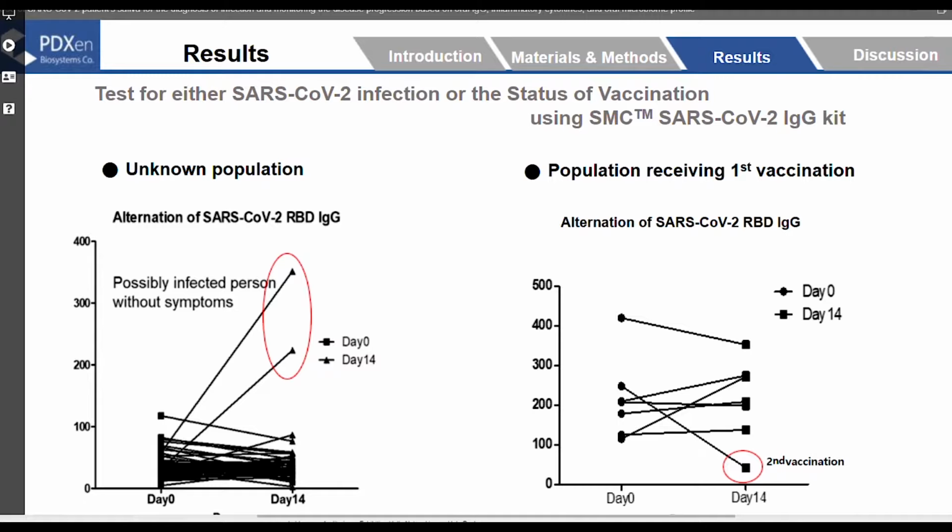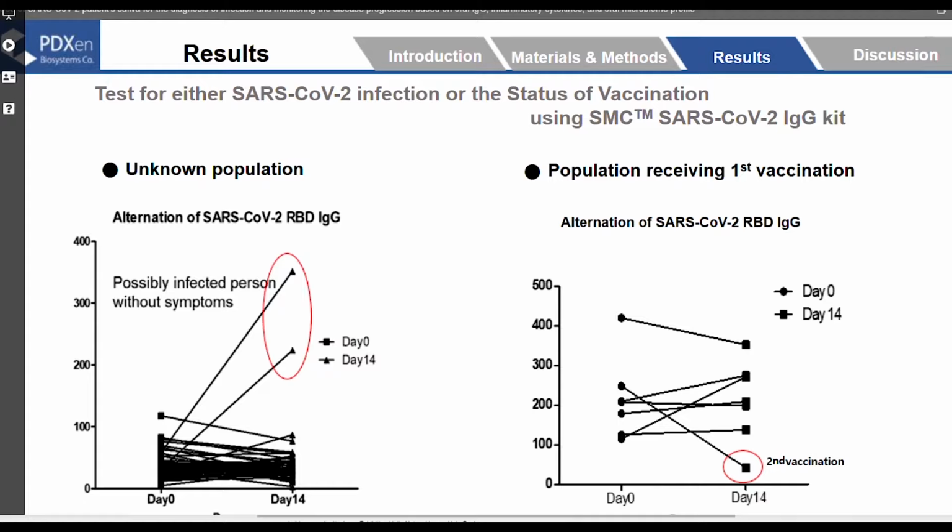Okay, the unknown population means we don't know who is vaccinated and who is not. But we found that only two people suddenly increased their IgG after 14 days, and when we asked them, they had not been vaccinated. That means they were possibly infected persons without symptoms. We asked them to go for PCR diagnosis, but they didn't. So we don't know yet, but it is a possibility.